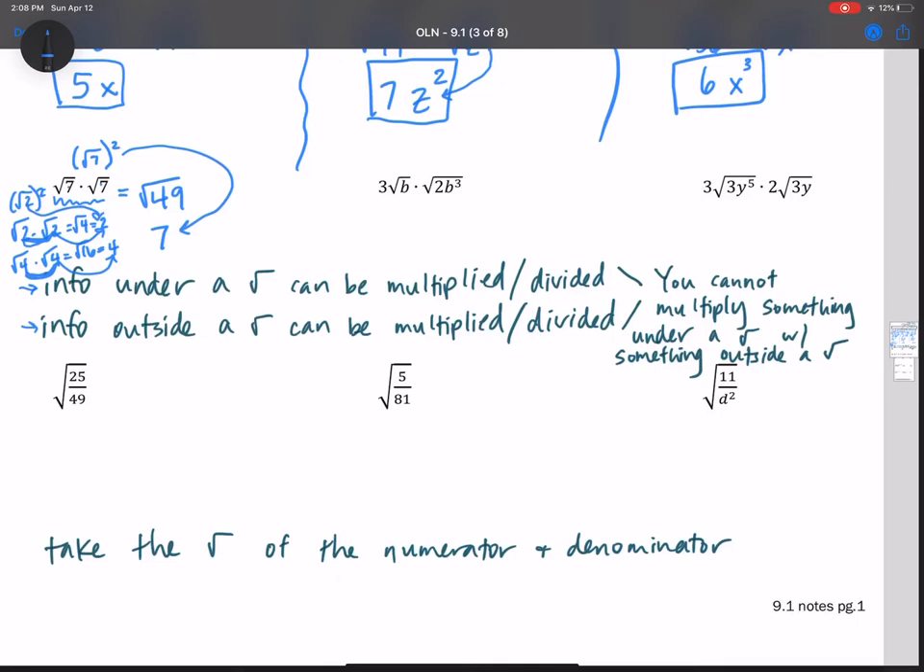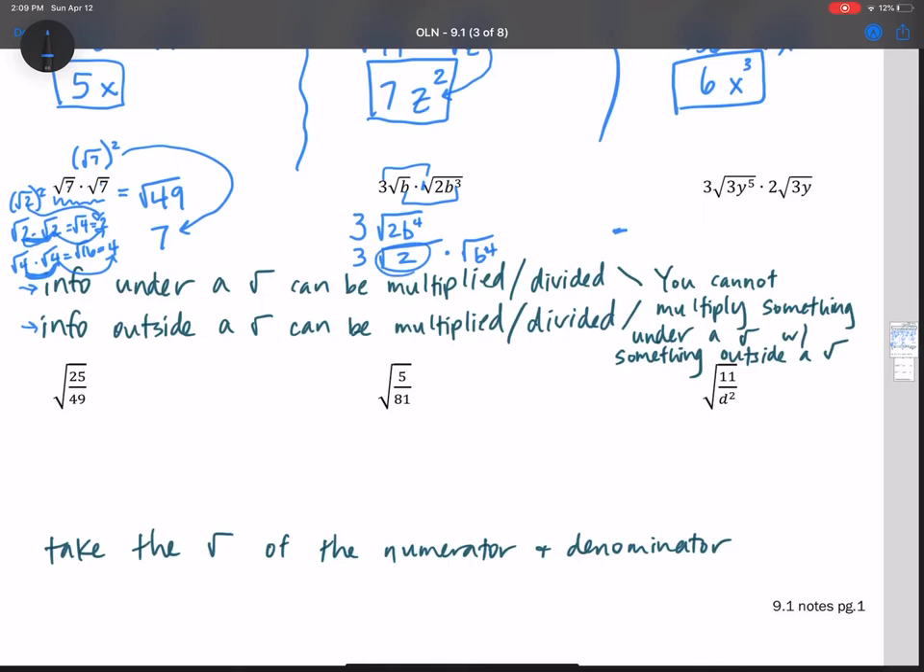Okay, let's get back to what we were doing though. Once again, things that are underneath the square root can multiply together. Things that are outside the square root can multiply together. You cannot combine them though. So there's a 1 sitting in front of that square root 2b cubed. So 3 times 1 would be 3. The b times the 2b cubed would be 2b to the 4th. This looks like 2 times b to the 4th.